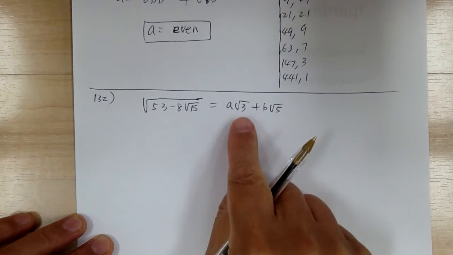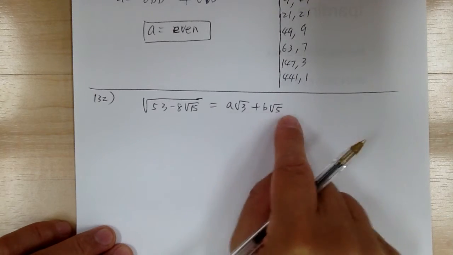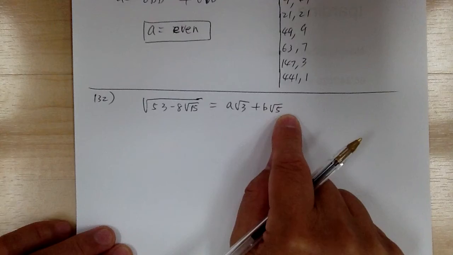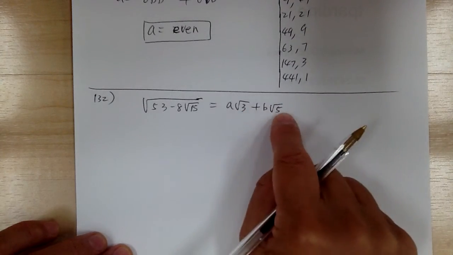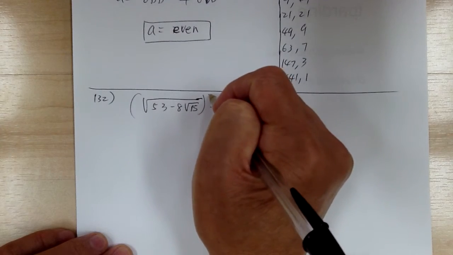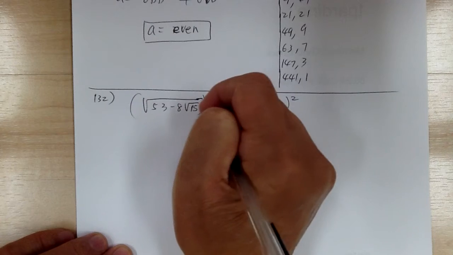You can do 3 and 5 or 1 and 15, but most of the time it's going to be 3 and 5 usually. So let's try that first. If it doesn't work, then you have to try square root of 1 and square root of 15. Once you do that, square both sides, and so this will cancel out.